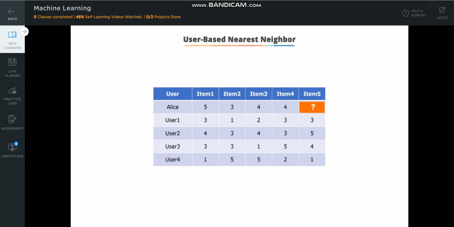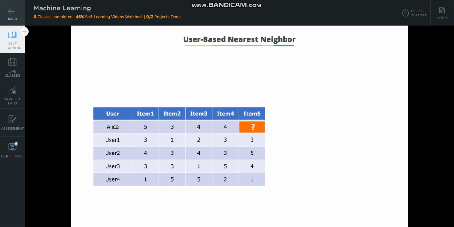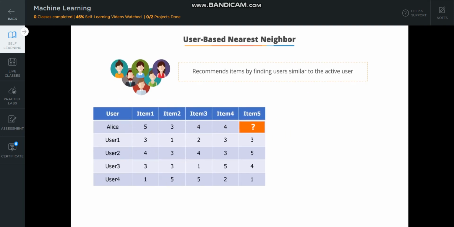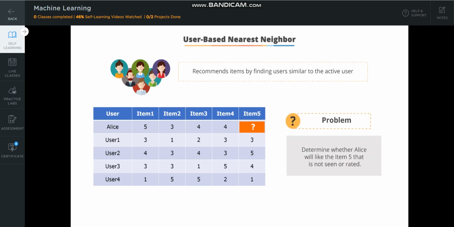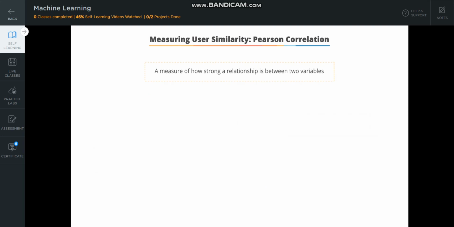Let's understand user-based collaborative filtering. User-based collaborative filtering recommends items by finding users similar to the active user, as in the given example. Based on other users, you need to determine whether Alice will take the item 5, which is not seen or rated by her. Let's understand how you can measure user similarity using Pearson correlation.